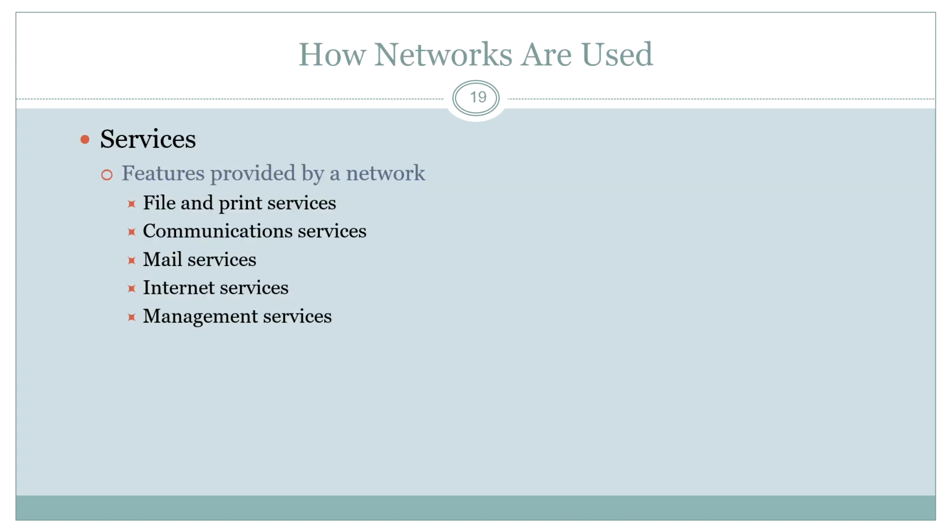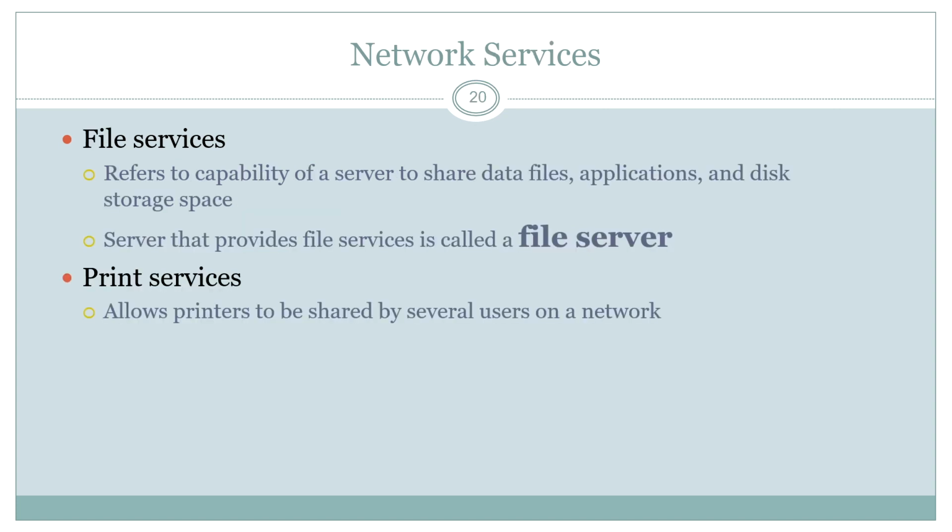Now, how are networks used? And the main aspect of it in this case is services. So, networks, as I said earlier, provide multiple services to the users. The main services are the file and print services, you can share files, print documents, etc., communication services, mail services, internet services, and management services. These are the commonly used services as part of the network. So, the network services, now let us go through each one of these one by one, right.